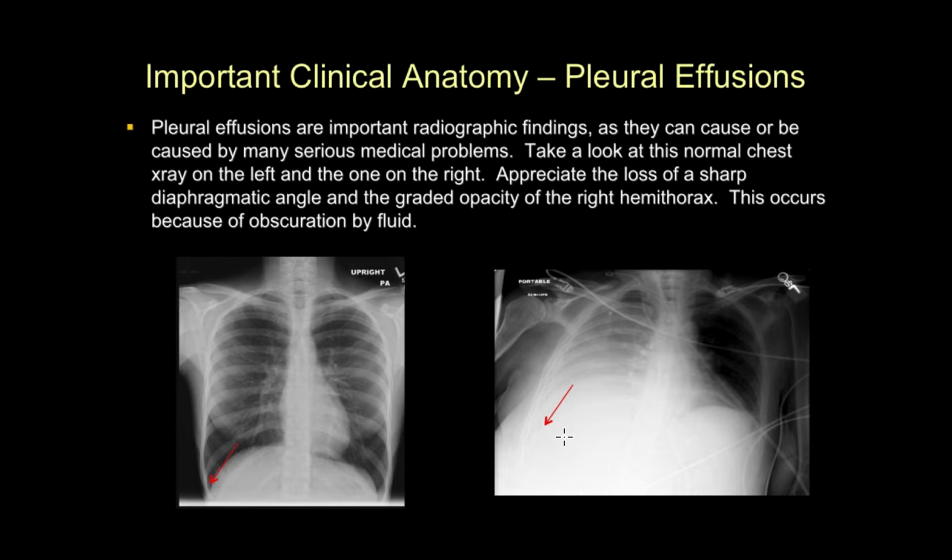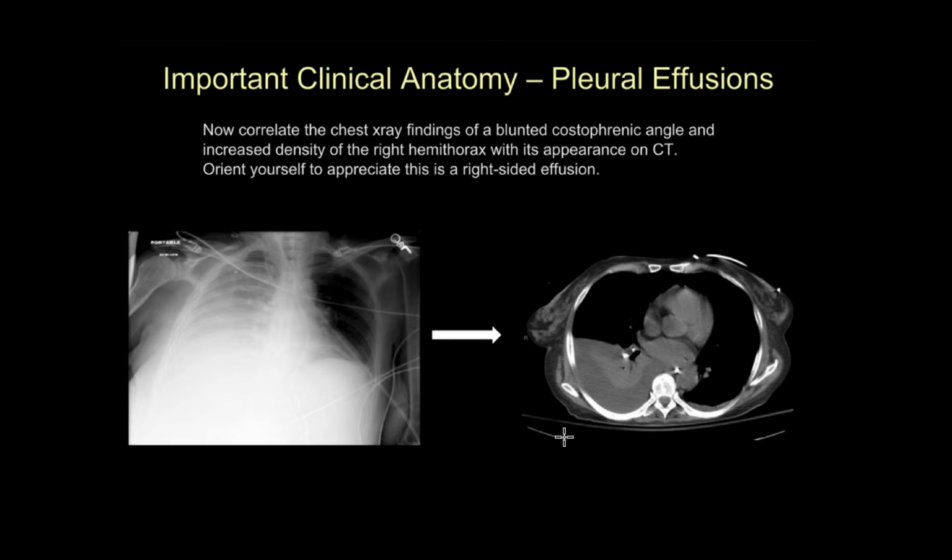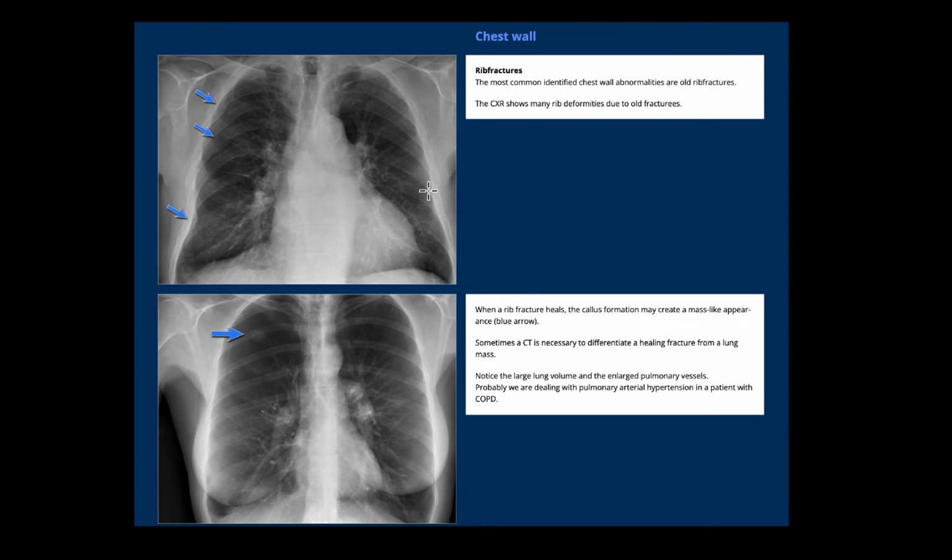And so when we take a look at the CT correlate on the same patient, you can see easily here this blunted costophrenic angle and this increased density, or it's becoming more white on the right hemithorax, is going to have this appearance on a CT. This is the patient's right side, the patient's left side, and you can actually see there's a trace pleural effusion on the left side here. On the right side, it's quite larger, but this is what a CT correlate of a right-sided pleural effusion would look like.